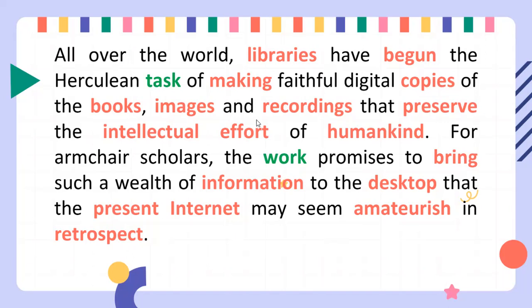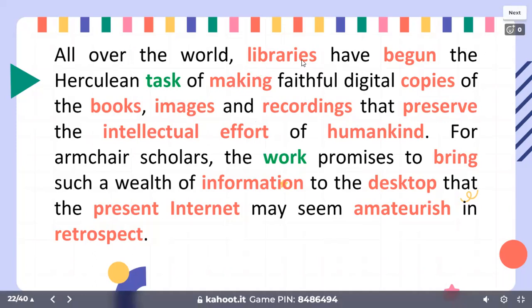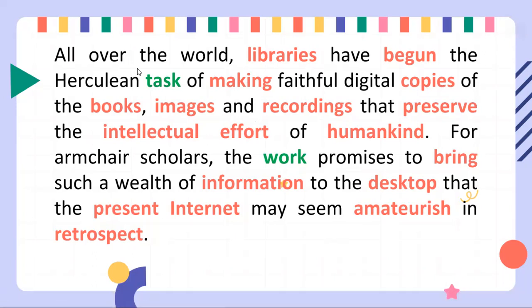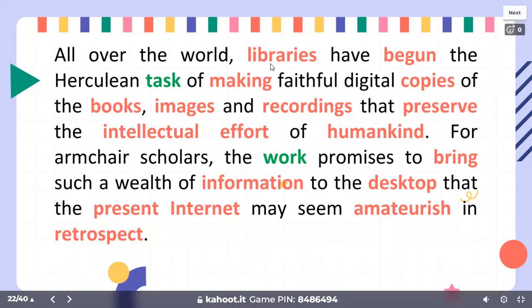Now, all over the world. Here you can see that I have highlighted some words in red. In order to get the main idea of this paragraph, what do I need to do? I need to focus not on every single word, but on the words that are laden with meaning. Words that convey meaning are normally nouns and verbs. All over the world is not important for me, so I will just read libraries. This is the topic of this sentence. Libraries began doing what? They started doing a task. What is the task? Making copies. There's no need to read faithful, digital.